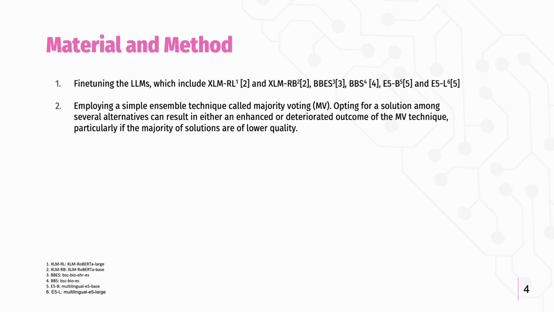The second approach is called majority voting. To mitigate risks associated with relying on a single model, we employ the majority voting technique, combining predictions of the 6 models to favor entity labels with the most frequent consensus across the ensemble.